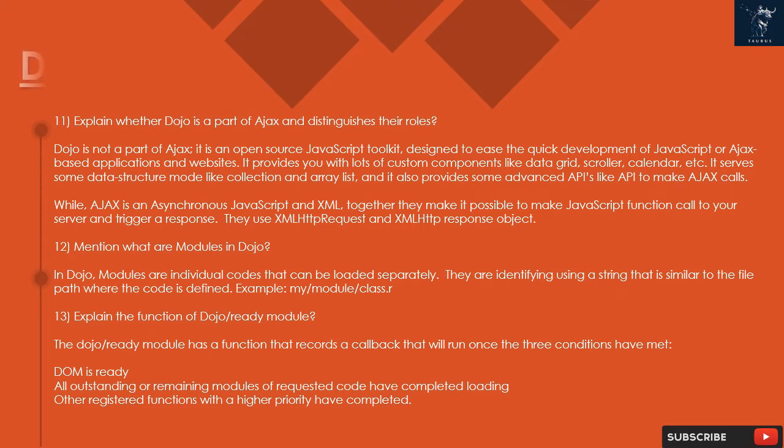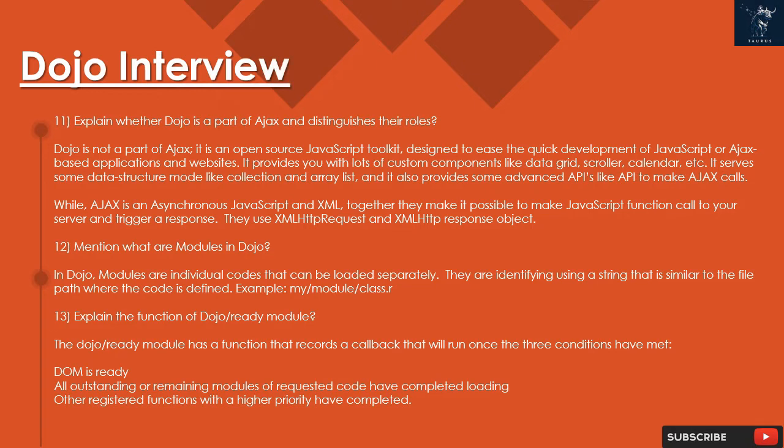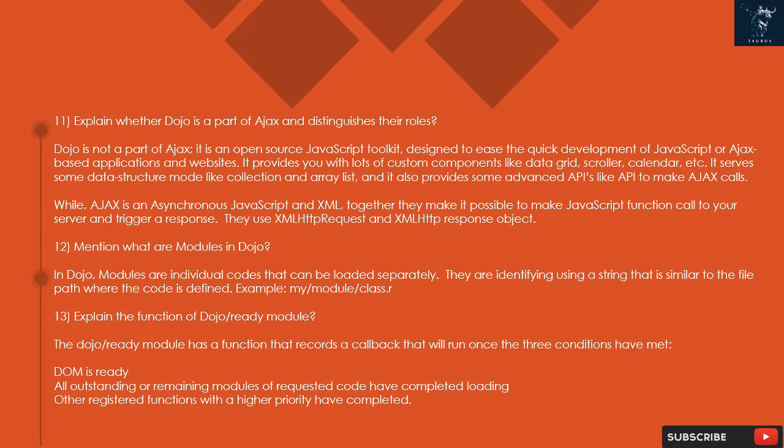12. Mention what are modules in Dojo. In Dojo, modules are individual pieces of code that can be loaded separately. They are identified using a string that is similar to the file path where the code is defined.